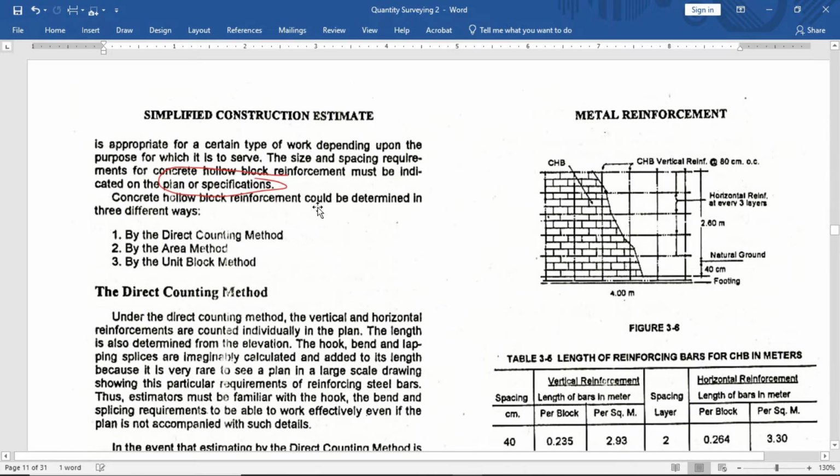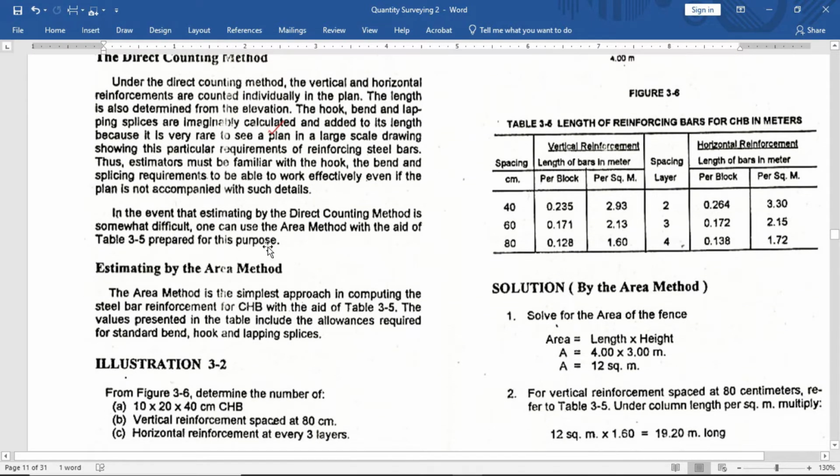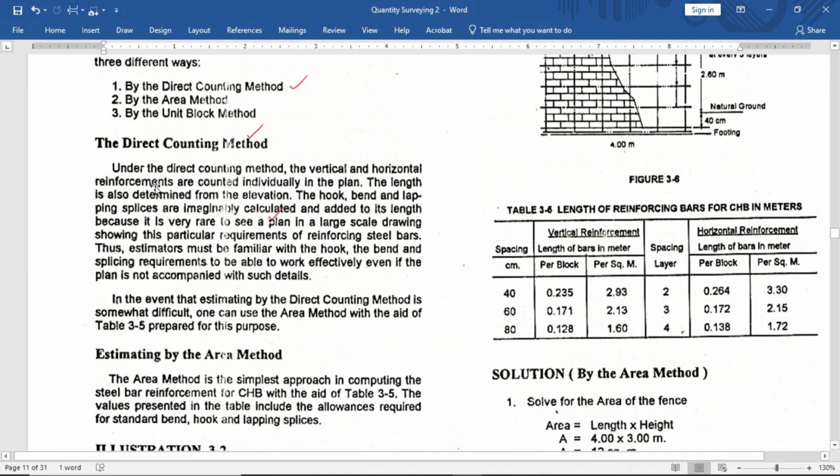So, concrete hollow block reinforcement should be determined in 3 different ways. First is the direct counting method, the area method, and the unit block method. So, first natin is direct counting method. Under the direct counting method, the vertical and horizontal reinforcement are counted individually in the plan. So, the length is also determined from the elevation.